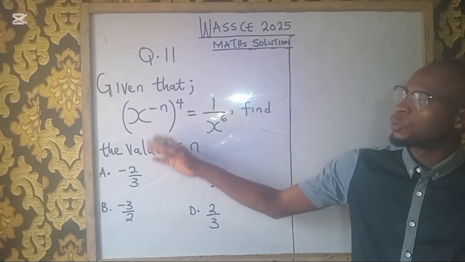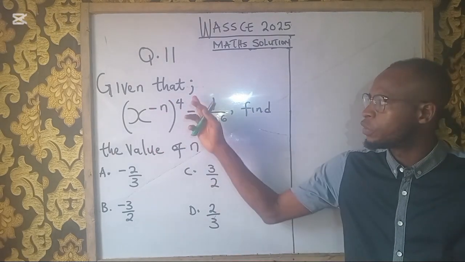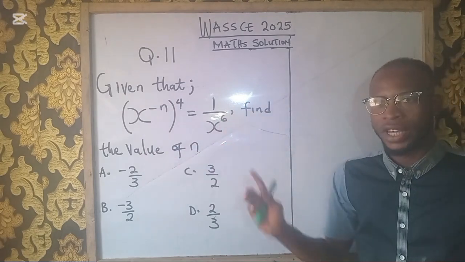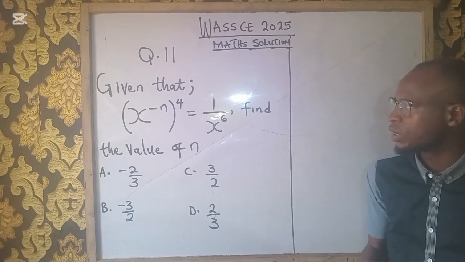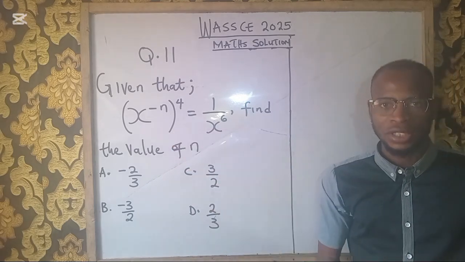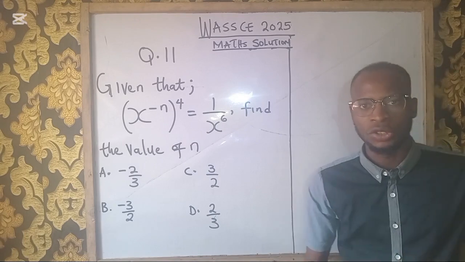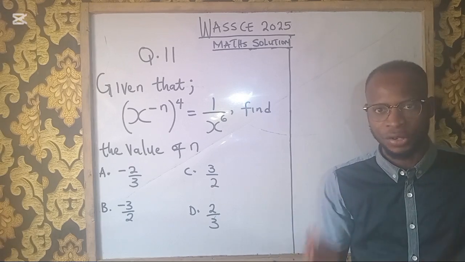So here's another question on the board, question 11. Given that (s^(-n))^4 equals 1 over s^6, find the value of n. Now, the first thing we need to ask ourselves is, what type of equation is this? This is not a linear equation, but an exponential equation, or you call it an indicial equation.